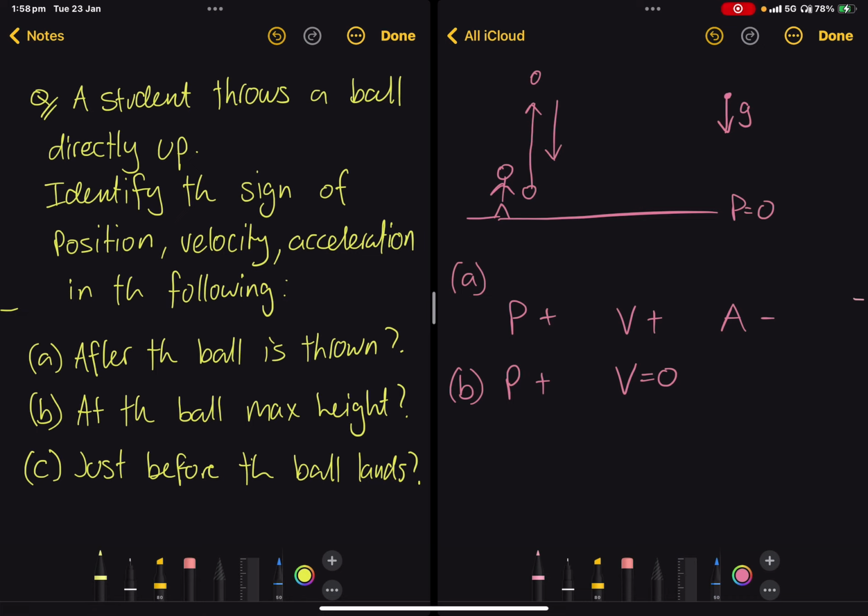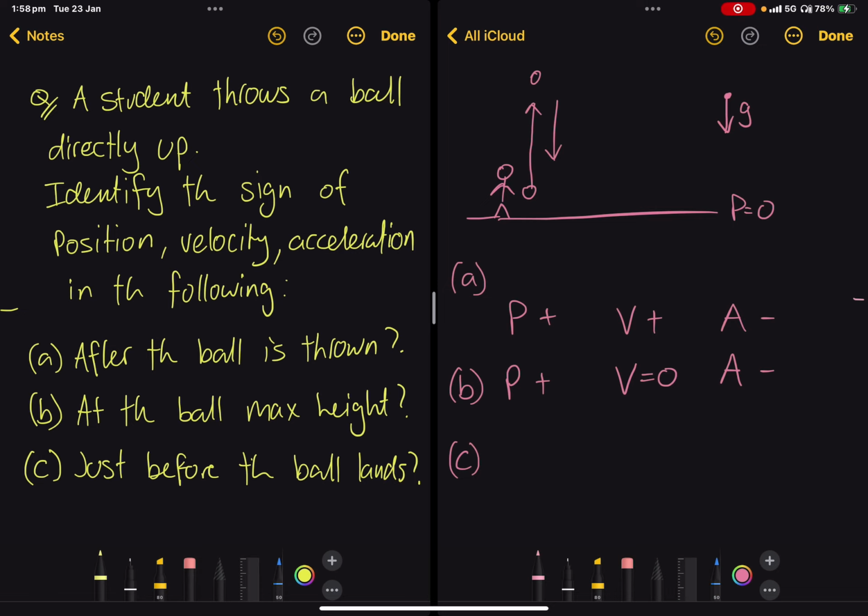The velocity was positive as it was moving up. Then it just sits there for a second. Then when it starts to fall, its velocity becomes negative. So here velocity is actually 0. The acceleration is still negative because the only acceleration exerted on the ball is gravity, and gravity points downwards. So acceleration is still negative here.